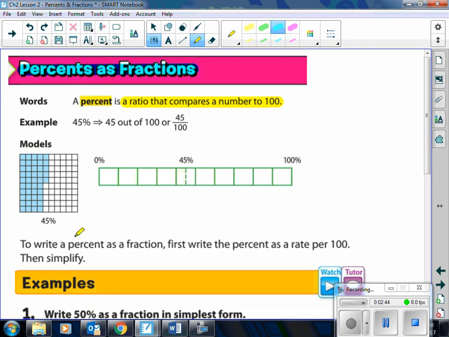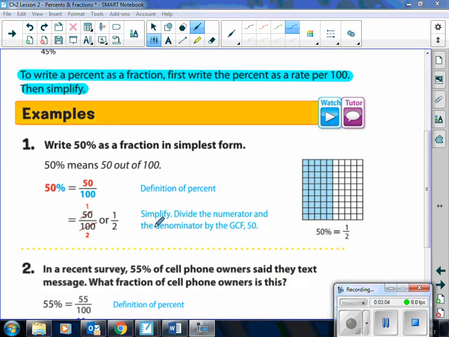Now, to write a percent as a fraction, first we write the percent as a rate per 100, and then you simplify. In other words, you write the percent as a fraction over 100, and then you simplify. So for example 1, it says we want to write 50% as a fraction in simplest form. So again, 50% means 50 out of 100. So if we write 50 out of 100 as a fraction, that's 50 over 100, and then this is the fraction that you will simplify. So we simplify 50 over 100 to 1/2.